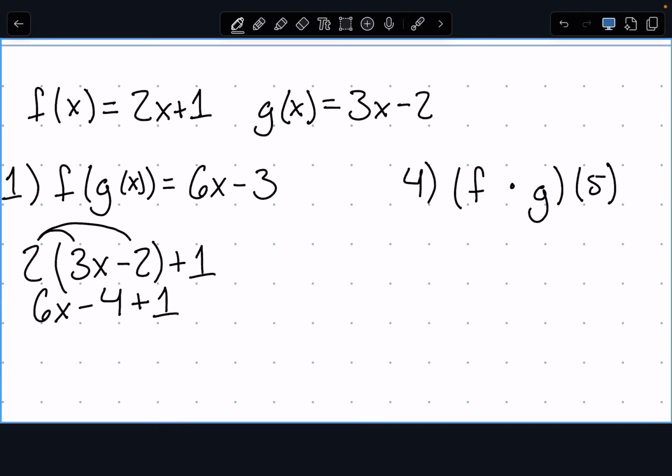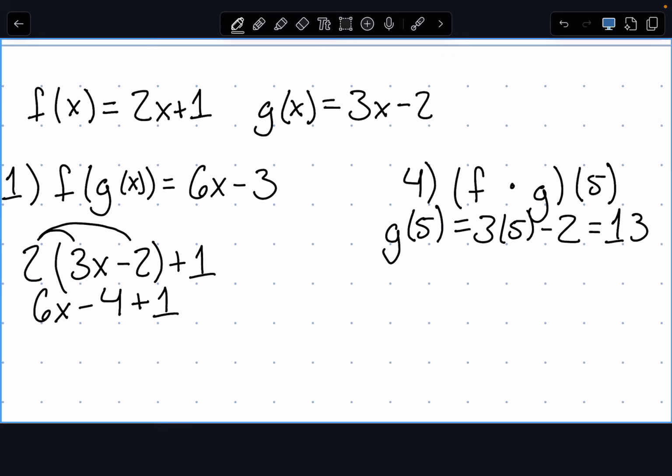So I am going to find g of 5. And that is going to be 3 times 5 minus 2. What is 3 times 5? 15 minus 2? 13.